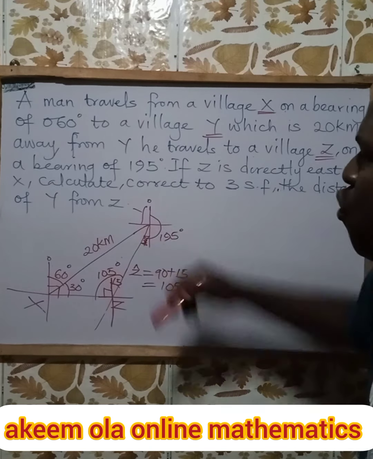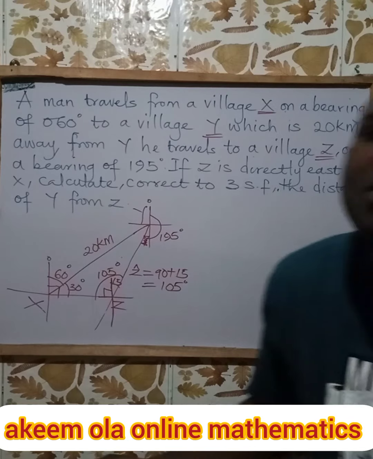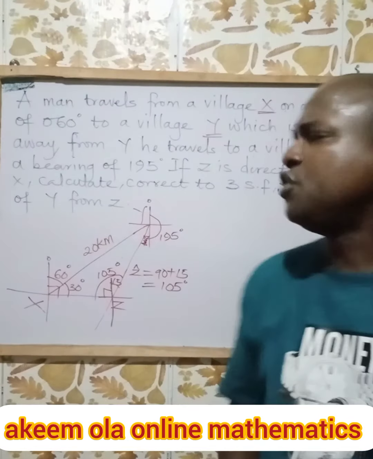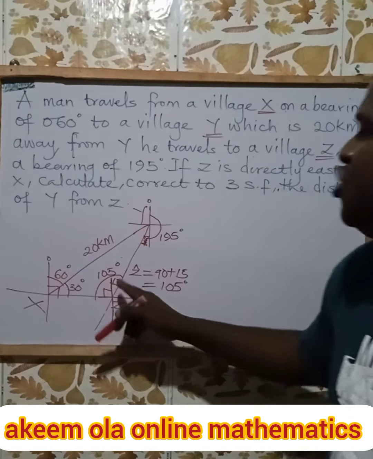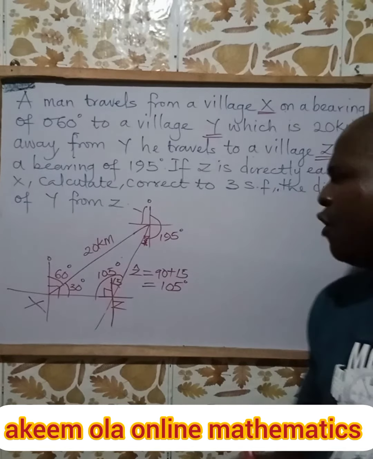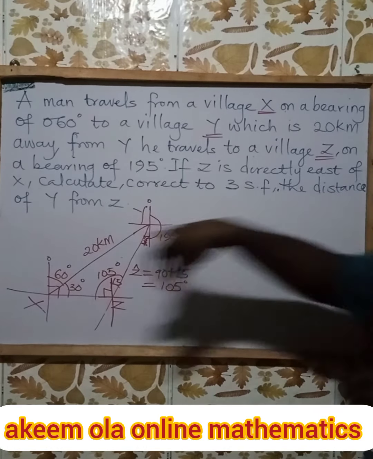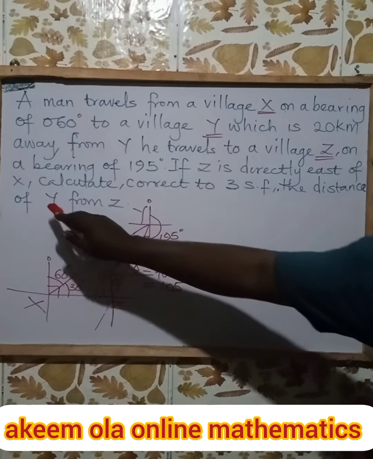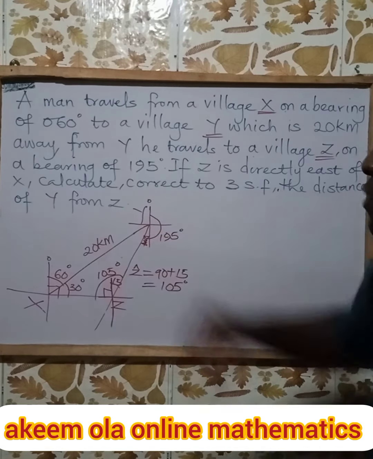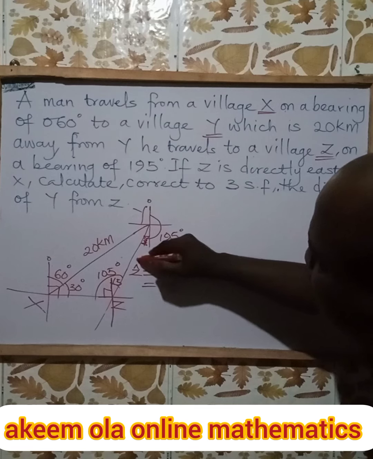Then for our angle Y, of course, we can use the sum of angles in a triangle to get angle Y, since the two other angles are given. Now the question is that we should find the distance from Y to Z. That means we are looking for this line.